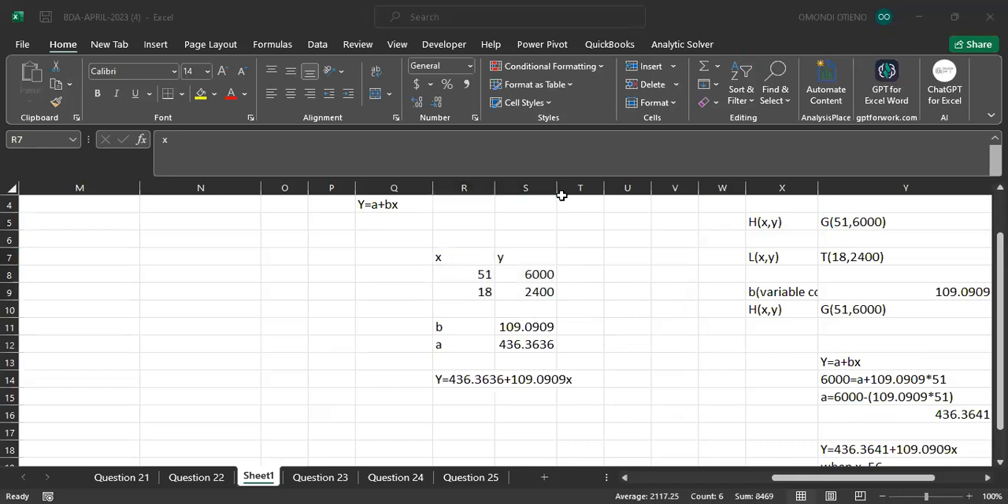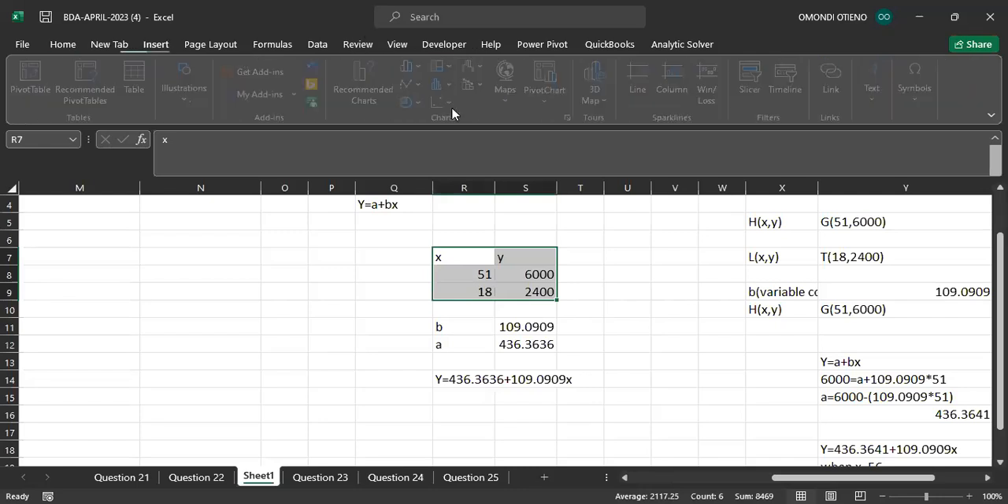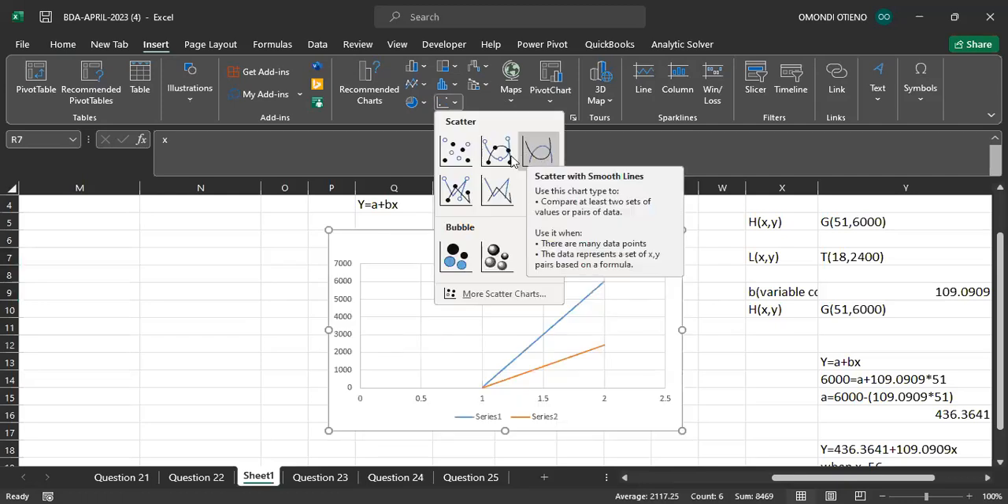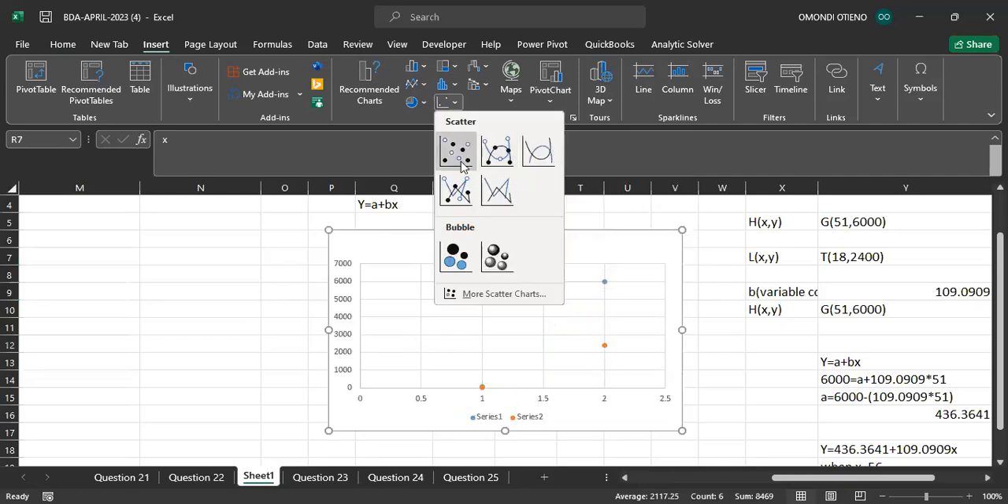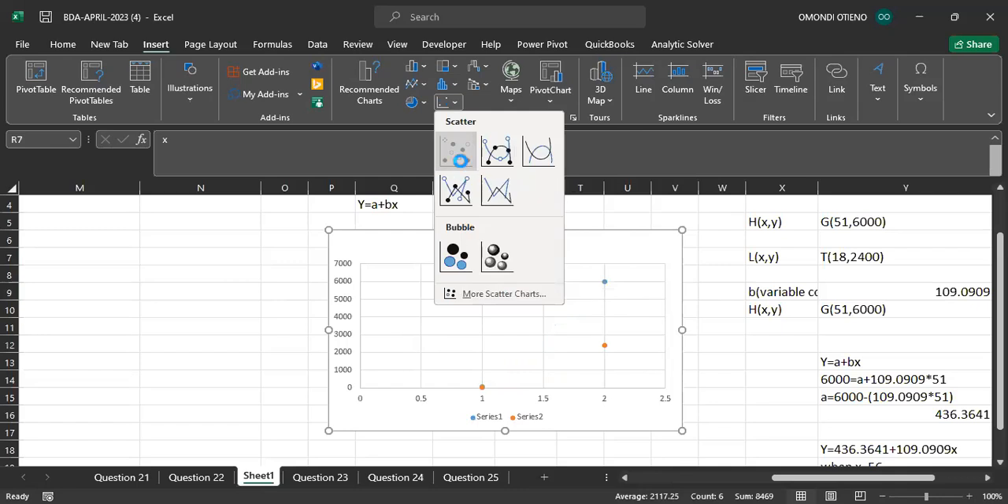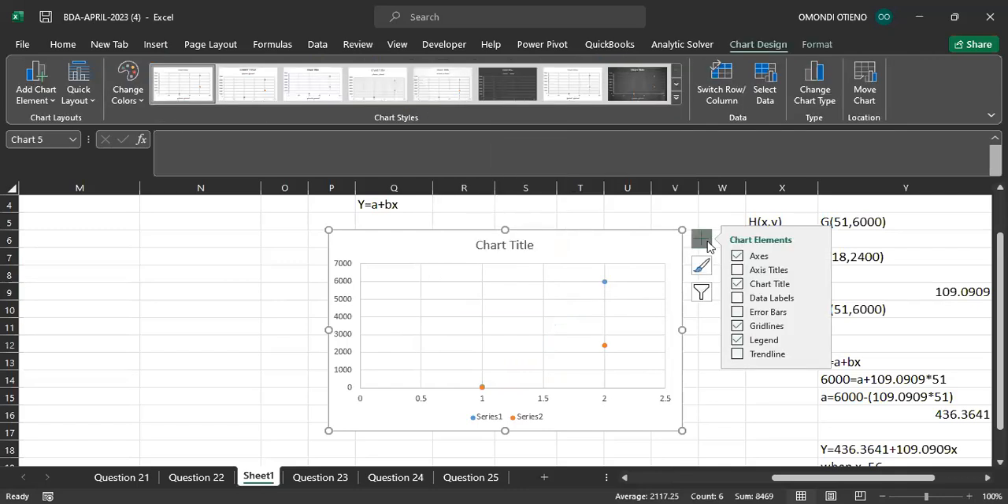There's a question here. I am able to name the axis. How now? If you highlight this, you come to this part of insert. If you come to this part, let's just do this. How do we name the axis? You just come to this part. Are you able to see this? Come to this part.